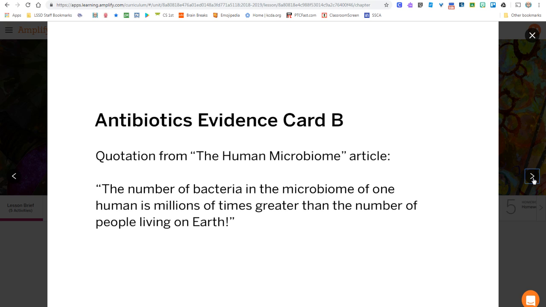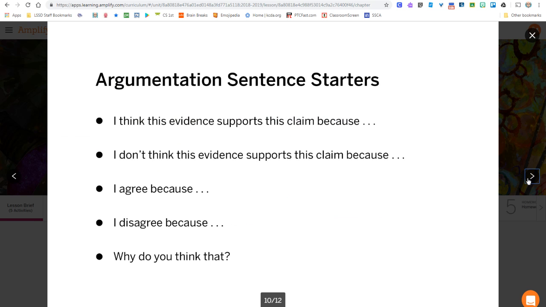Okay. And note that the evidence on this card is interesting, but is it relevant to his claim? It is about bacteria, but it isn't about what antibiotics do to different types of bacteria. So I think that this piece of evidence won't help us evaluate this particular claim. It is irrelevant to the claim, and I'm going to put this under the irrelevant header as I work through actively reading that section. Here are some sentence starters to help you when you actively read and annotate.